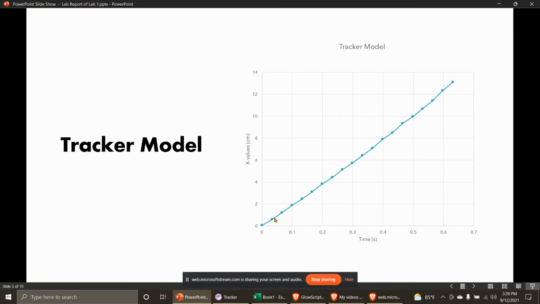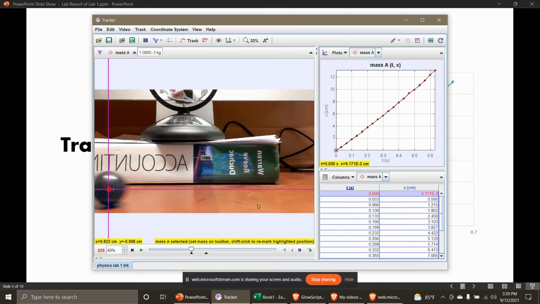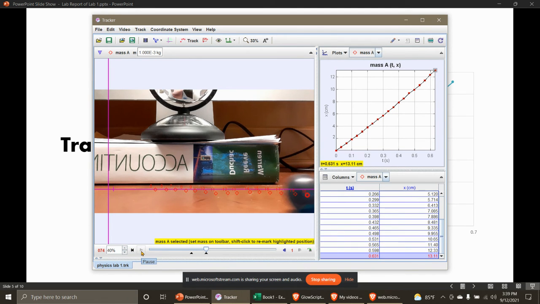So in the tracker model, we can see in this graph that I made in Microsoft Excel that it's going in a constant line in a positive direction for each increment of time in seconds. So here's the video, and you can see that I started in the positive x direction instead of the negative x direction, and it's a constant increase of space.